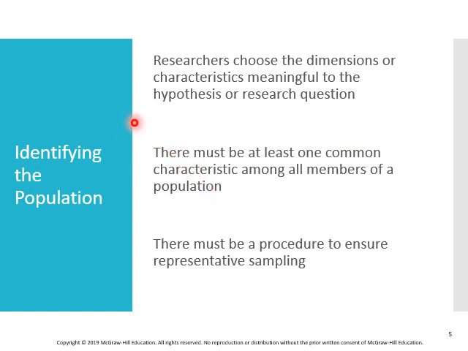Previously, we looked at the importance of samples and sampling. Next, we talk about the dimensions or characteristics that are important or meaningful to the research study. And how do we know who is meaningful or appropriate for the research study? It depends on the hypothesis or the research question that the researcher sets out to investigate.